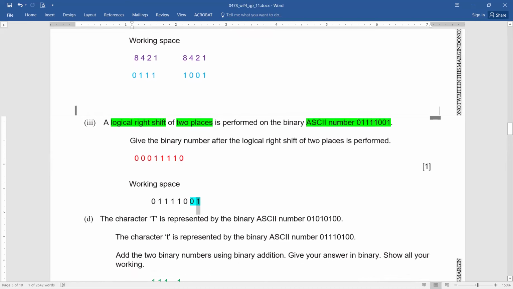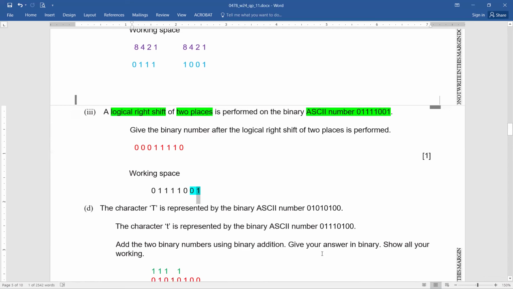Now, the character capital T is represented by the binary ASCII number 0101 0100. The character small t is represented by the binary ASCII number 0111 0100. Okay, add the 2 binary numbers using binary addition. Give your answer in binary, show all your workings.